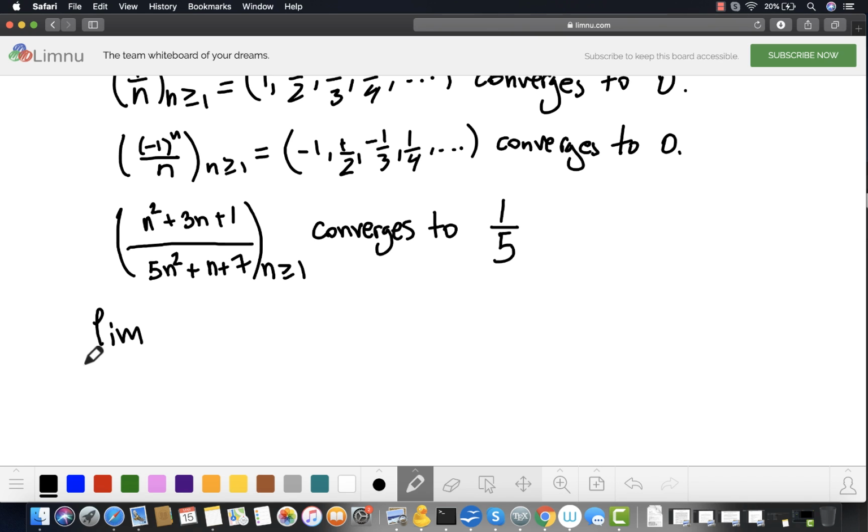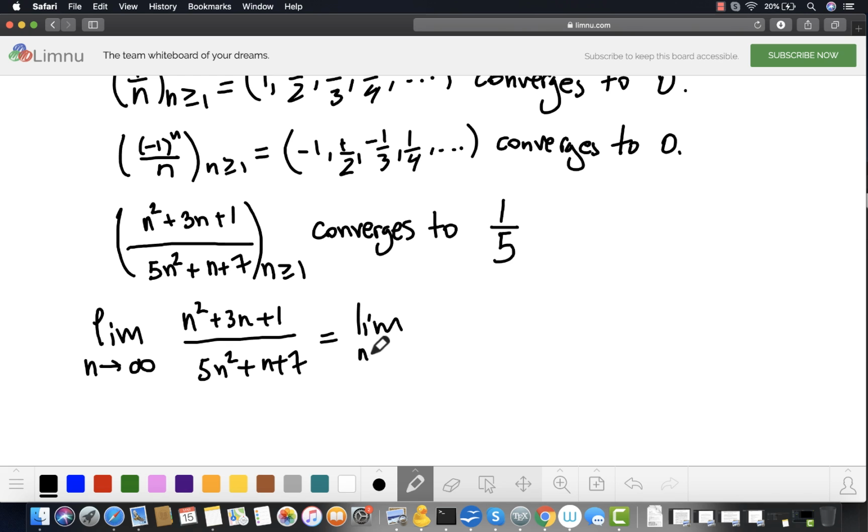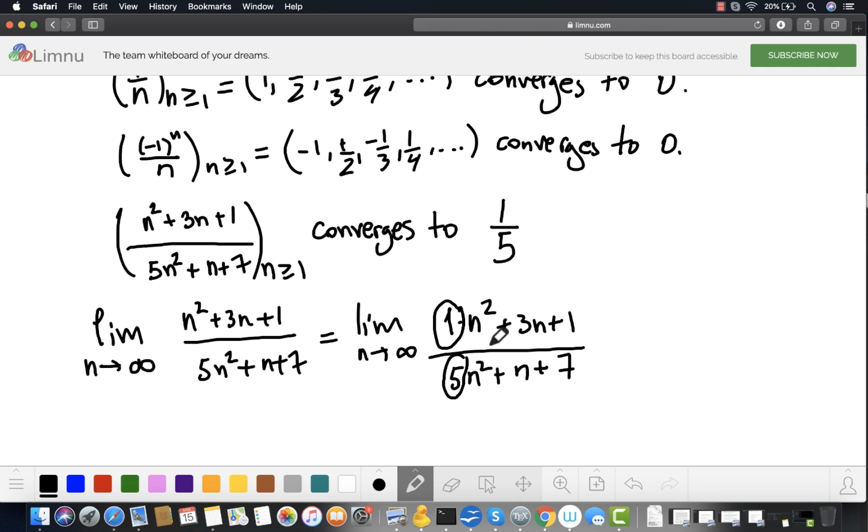So, limit as n goes to infinity of (n squared plus 3n plus 1) divided by (5n squared plus n plus 7). Basically, there's an invisible 1 in front of n squared in the numerator. And the way you compute the limit of a polynomial divided by a polynomial of equal degree, in this case degree 2, is you compare the leading coefficients.